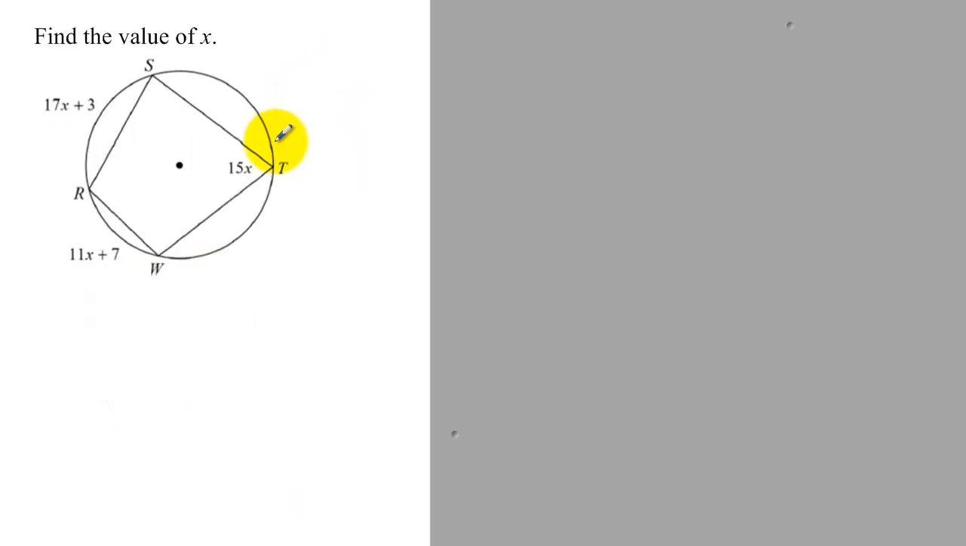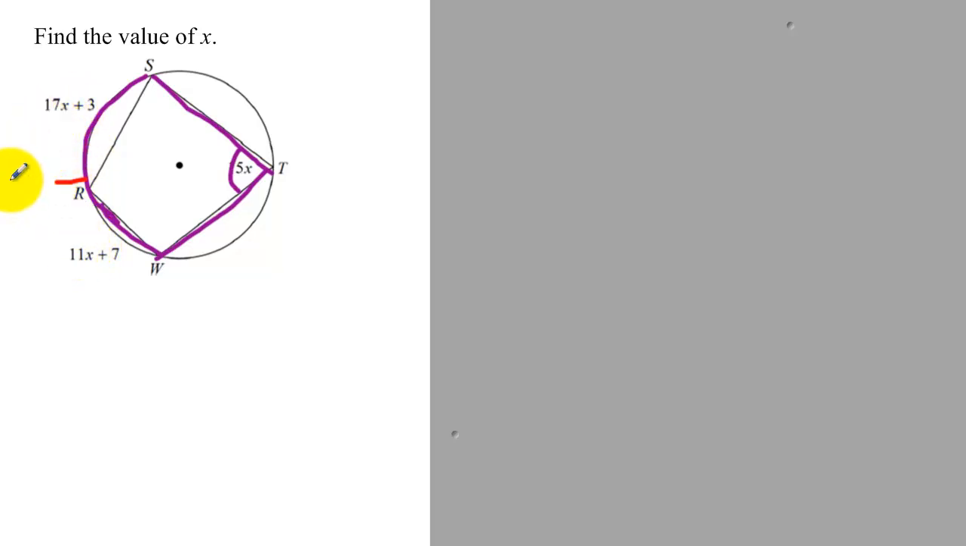A little trickier. Looks like we're going for some algebra here. Let's find the value of x. So take a look. This angle here is the only angle with an x in it that we know, and that angle intercepts this arc that takes me all the way from S around to W. Well, that's given in pieces, so we're going to need to know the whole thing. Let's just add those pieces together.